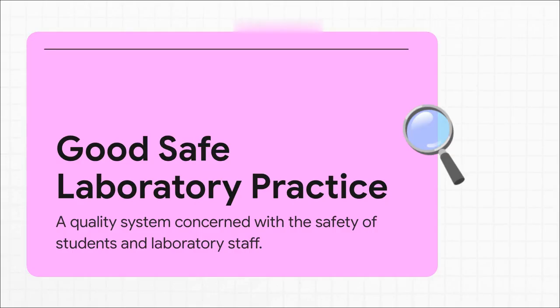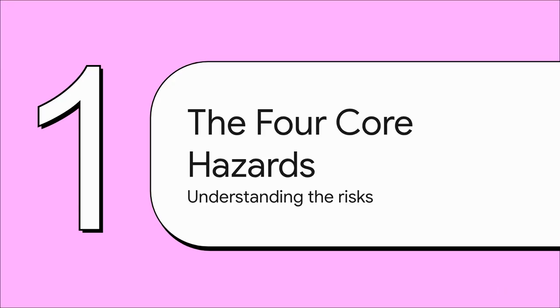Well, the answer is a system. It's called Good Safe Laboratory Practice, or GSLP for short. And honestly, the best way to think about it is like an operating system for safety in the lab. It's not just some boring list of rules, it's a whole approach designed from the ground up to protect everyone working in that environment. And just like any good operating system, GSLP works by making complex things simple.